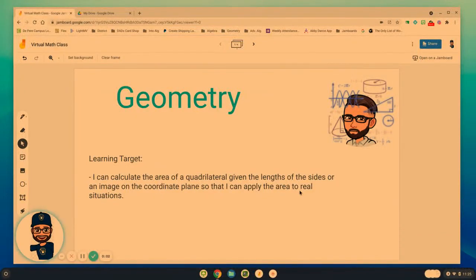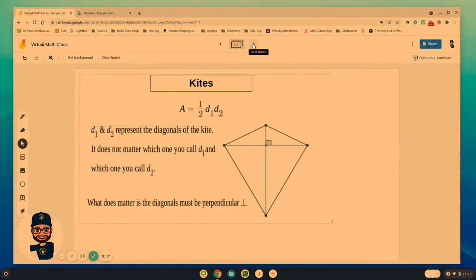Hello geometry students, welcome back to another video lesson as we continue to explore finding the area of quadrilaterals and applying them to perhaps real situations. Today we encounter the last quadrilateral on your sheet, the kite, which also could be a rhombus. Remember, a rhombus falls underneath the kite.